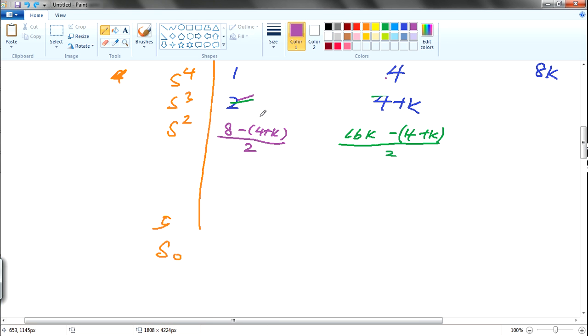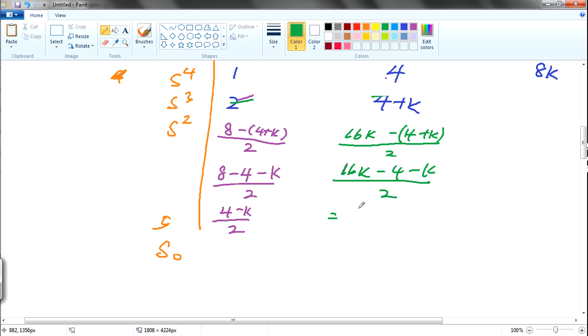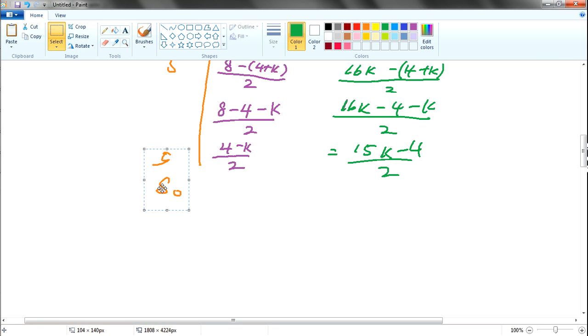Hold on a while. Thing we have to do together, so let's do 8 minus 4, and then you bring this minus also, so it's minus k divided by 2, and then 8 minus 4 is actually 4 minus k divided by 2. And then 16k, maybe I should write it differently: 16k minus 4 minus k, divided by 2. What do you have? You have 15k minus 4 divided by 2. So with this you can actually have the value for S2 and S1.